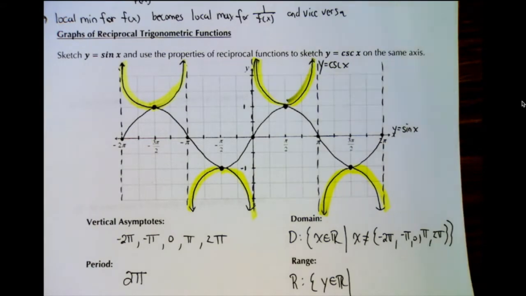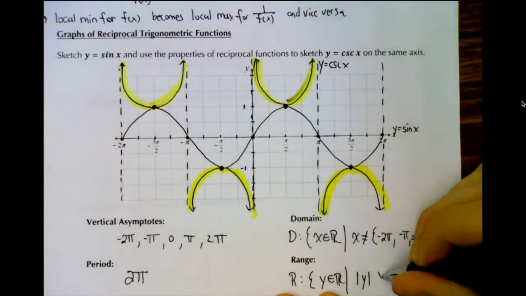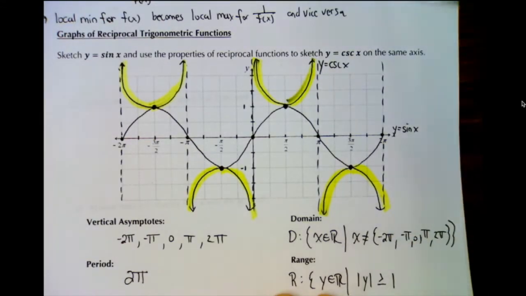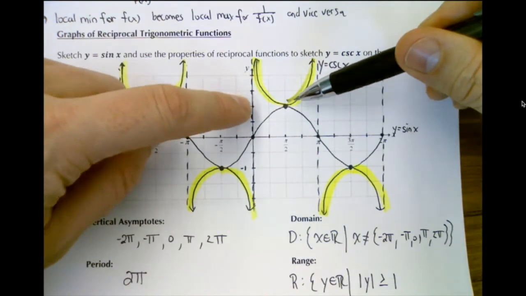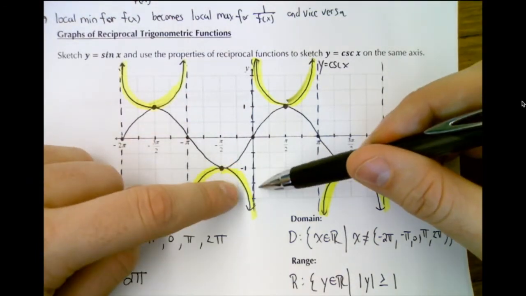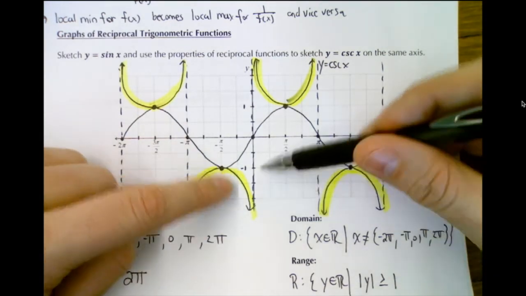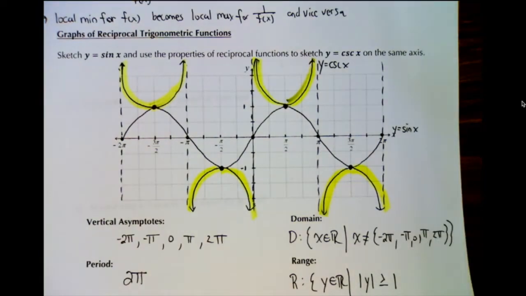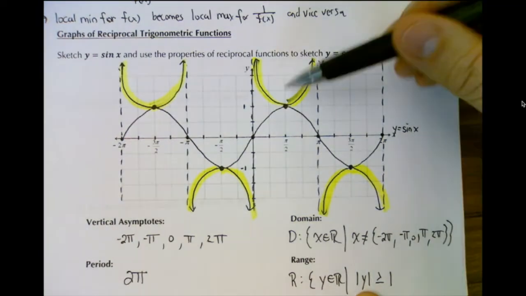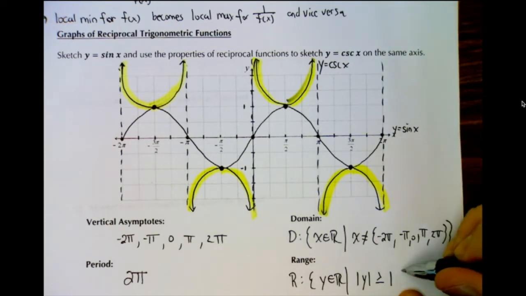So in this case, the absolute value of y needs to be greater than or equal to 1. And that would take care of this branch for when it's positive, 1, 2, 3, 4, 5. And when it's negative, negative 1, negative 2, negative 3, negative 4, the absolute value of those would be 1, 2, 3, 4. So that would fit the criteria for both of them. So you can use absolute value notation to show the two separate pieces. And that's it for your range.